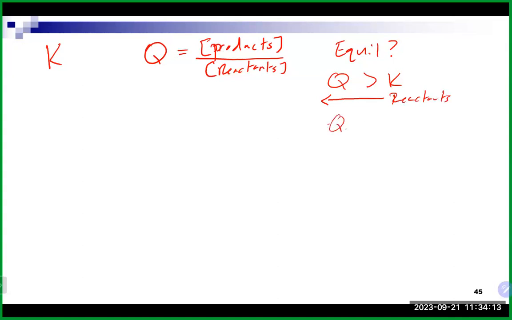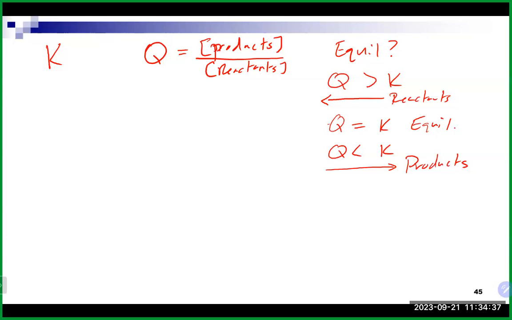If Q is equal to K, then that system is at equilibrium at that point. And obviously, it doesn't need to go anywhere. It was perfectly fine the way it is. And if Q is less than the K value, it again tells you it's not at equilibrium, and it needs to go opposite of where that little guy is pointing, towards the product side to reach equilibrium.